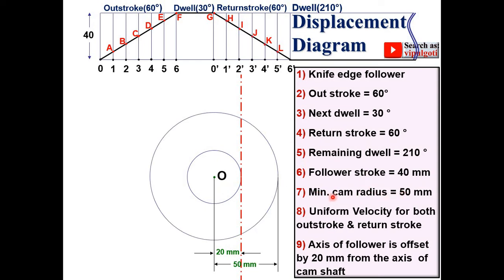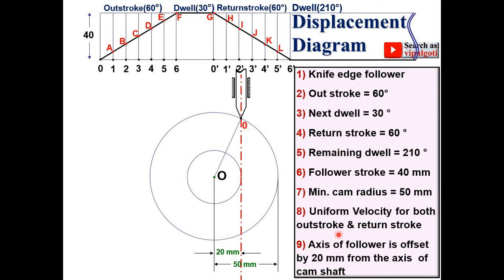Now next, minimum cam radius is given to you as 50 mm. So draw another circle with center O and radius 50 mm. So this is called the base circle. And keep in mind that this vertical center line must be tangent to this offset circle. And on this center line, you have to draw the symbol of the knife edge follower, and give the name of the intersection point as 0. Now join this 0 with point O.